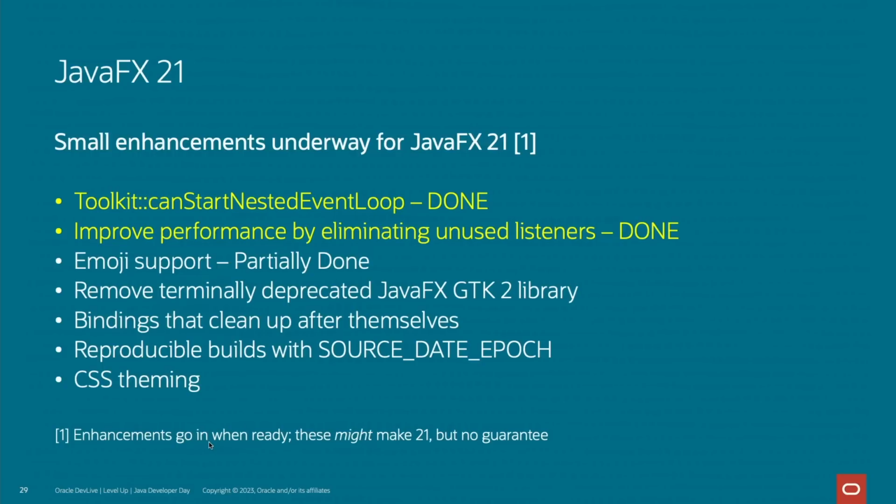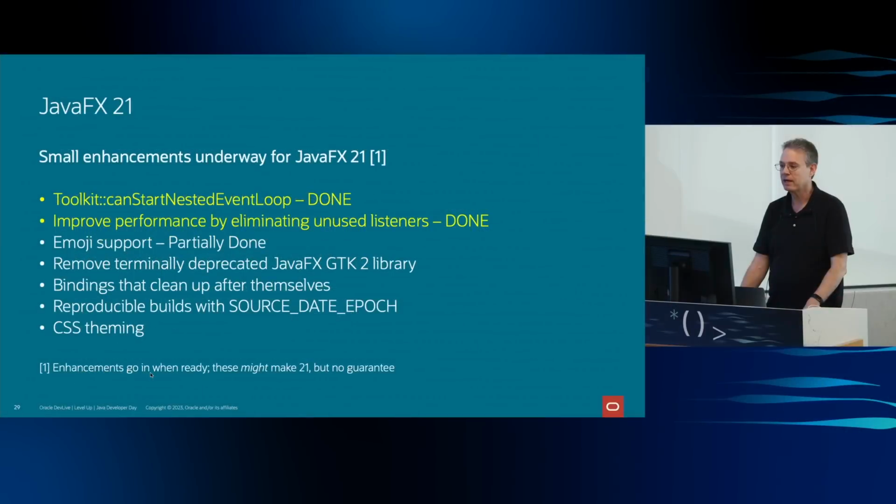And then we had a performance improvement go in. We have partial support right now for emojis and hope to continue to improve that. And then a few other things that might or might not get in, depending. And just a little disclaimer down at the bottom, we are a train model. They will go in when they're ready. So until they're in, they're not in. They may or may not make 21.